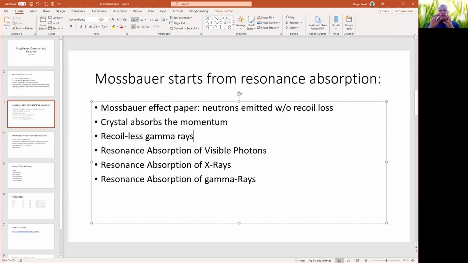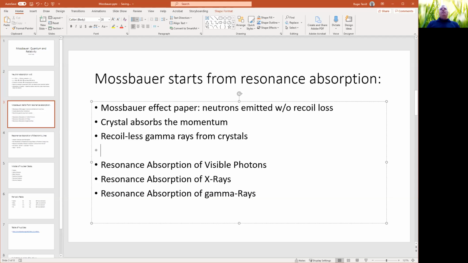Unless the nucleus is in a crystal, and then there's a certain probability that the gamma ray can come out recoil-free, recoil-less, or recoil-free gamma rays from crystals. I don't actually know if you have to have a crystal, but that's how it's sort of explained, right? So if you can have a recoil-free gamma ray, and this gamma ray is emitted by a nucleus where the final state of the gamma ray emission is the ground state of the nucleus.